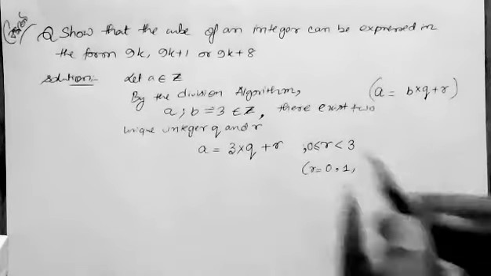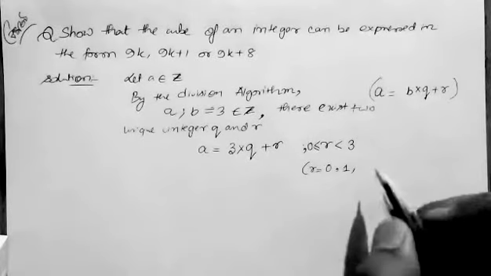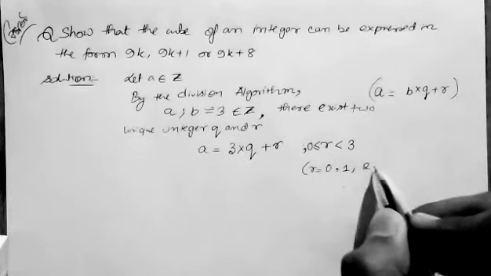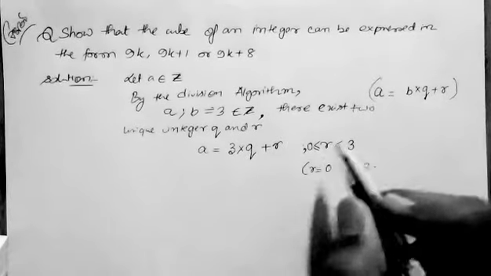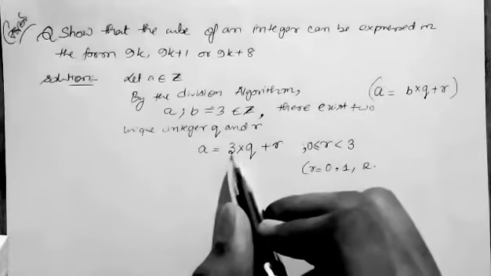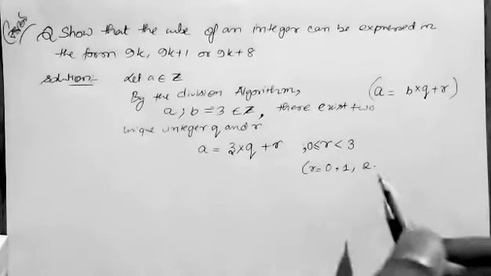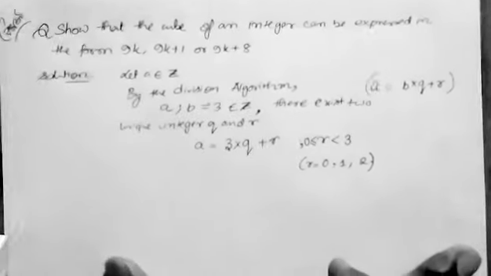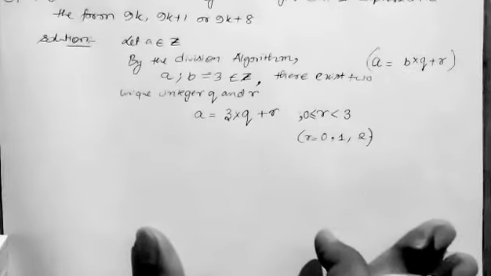What is the next integer? 2. Does 2 lie within this range? Yes, it lies within 0 and 3, right? So 2, we can consider 2. Can we consider the value of r to be 3? No, we cannot consider, right? r is always less than b. The value of b we have considered here is 3, so we cannot take the value of r to be 3. So these are the possible values of r. So now we will use it one by one and prove these statements.